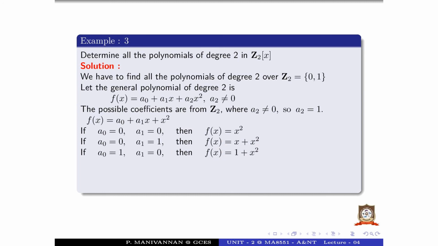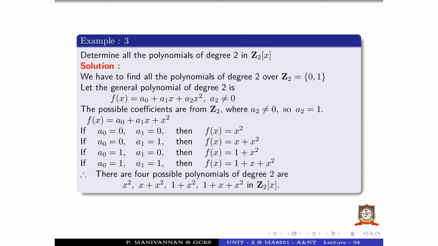Then, if a0 equal to 1, a1 equal to 0, therefore 1 plus x square. If the fourth condition, a0 equal to 1, a1 equal to 1, then f of x equal to 1 plus x plus x square. These are the polynomials of degree 2 in this polynomial ring.